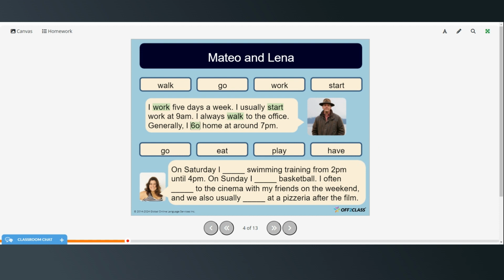Right, and then the second one, on Saturday, I have swimming training from 2 p.m. until 4 p.m. On Sunday, I play basketball. I often go to the cinema with my friends on the weekend, and we usually eat at a pizzeria after the film.